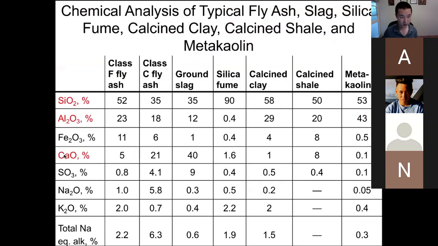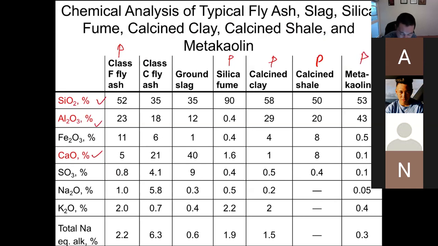And this slide shows us the chemical analysis of typical SCMs. All right, so focus on silica oxide, aluminum oxide, and calcium oxide. Again, some of them have only pozzolanic properties, such as class F fly ash, silica fume, calcined clay, calcined shell, and metakaolin.